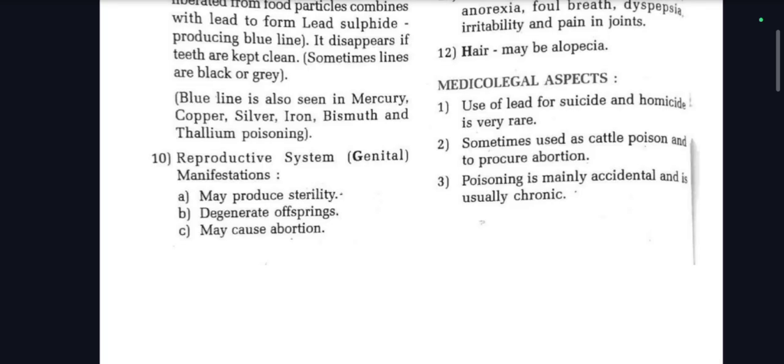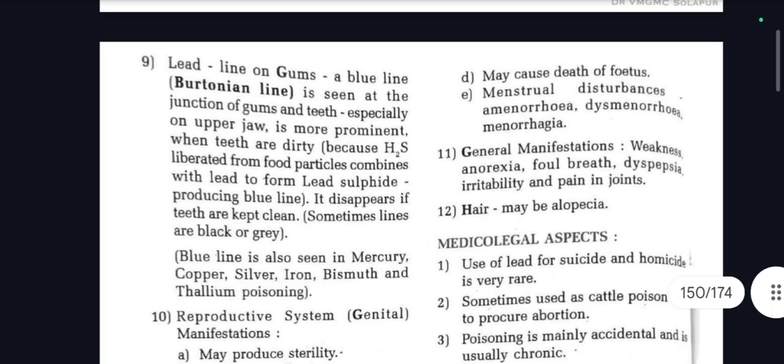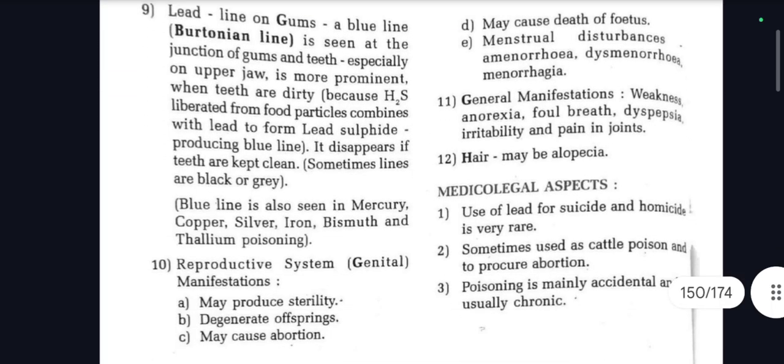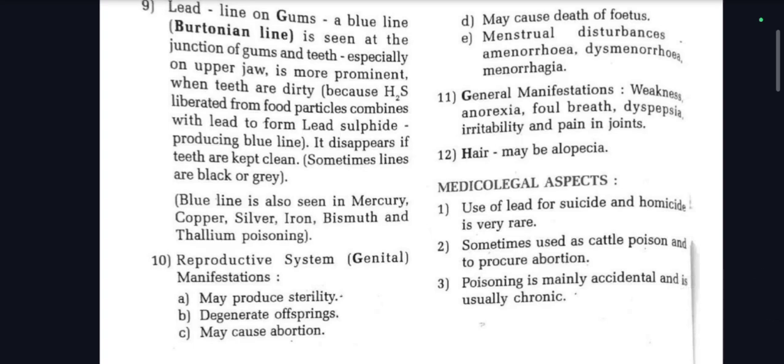What about reproductive system genital manifestations? It may produce sterility, degenerate offsprings, and may cause abortion. It may cause death of the fetus, menstrual disturbances, amenorrhea, dysmenorrhea, and menorrhagia. General manifestations: weakness, anorexia, foul breath, dyspepsia, then irritability, pain in joints, and hair may be alopecia. So alopecia may be there.